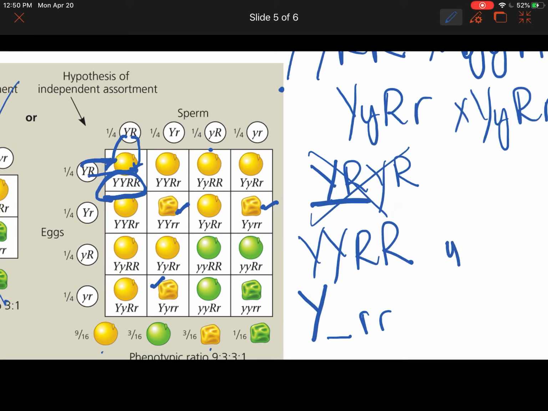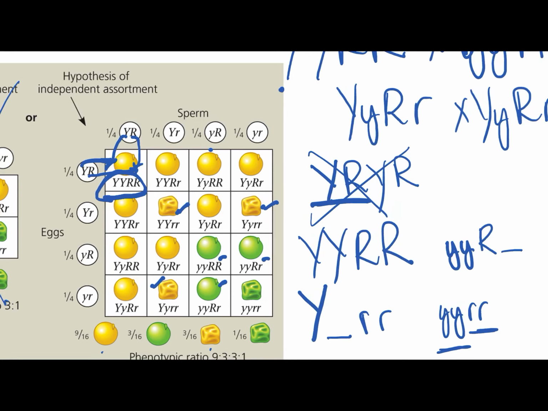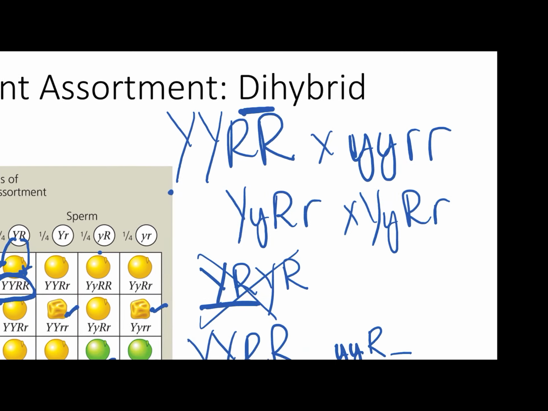We're also going to have some green round peas. If they're going to be green, they're going to have 2 little y's. If they're going to be round, they have to have at least 1 dominant R. So here we've got those 3. And then we do have 1 out of 16 that are green and wrinkled. In order to be green and wrinkled, homozygous recessive for both traits, they've got to have 2 recessive alleles for each trait.